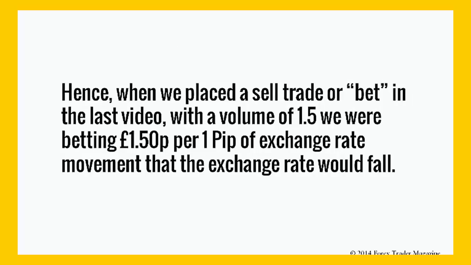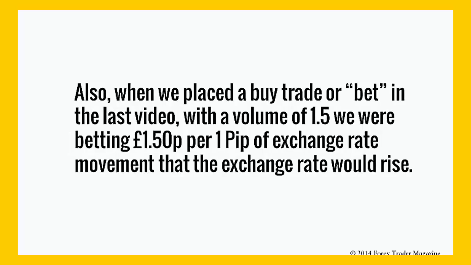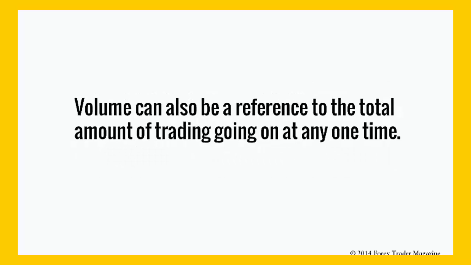Hence, when we placed a trade or bet in the last demonstration, with a volume of 1.5, we were betting £1.50 per 1 pip of exchange rate movement, that the exchange rate would fall. Also, when we placed a buy trade or bet in that demonstration with a volume of 1.5, we were betting £1.50 per 1 pip of exchange rate movement, that the exchange rate would rise. The video I'm referring to here is actually in the Module 1 last video, so if you need to go back and review that, that's where it is.